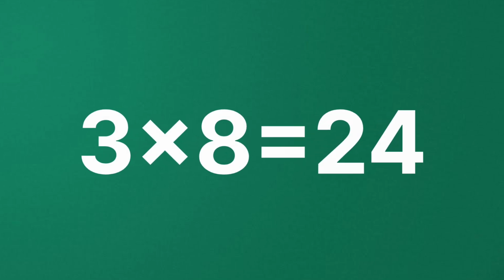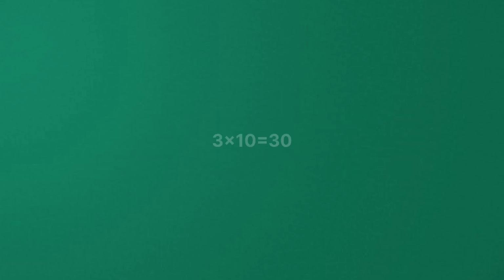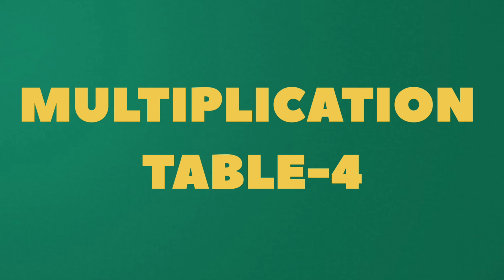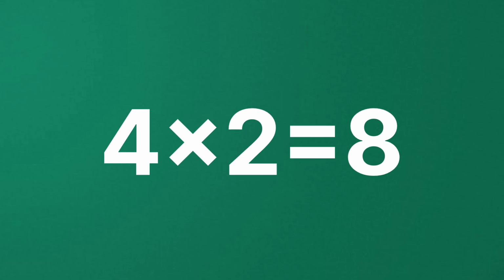3 eights are 24. 3 nines are 27. 3 tens are 30. Multiplication table of 4. 4 ones are 4. 4 twos are 8.